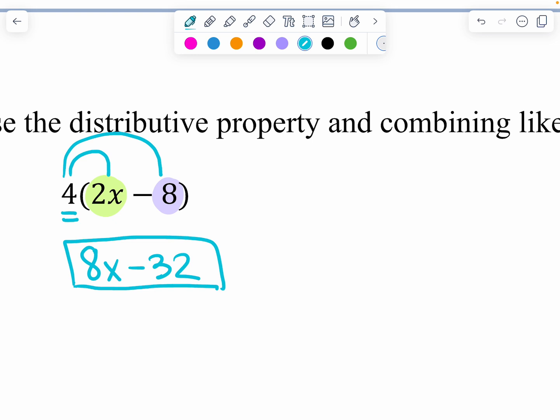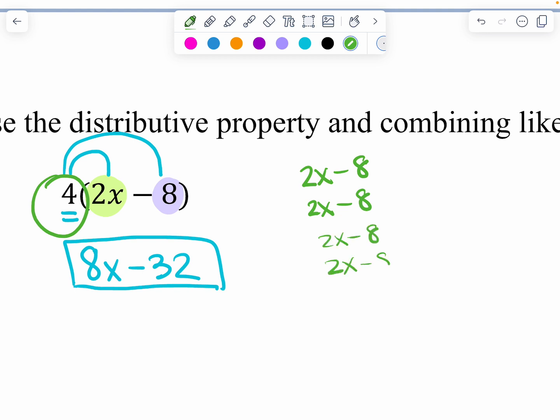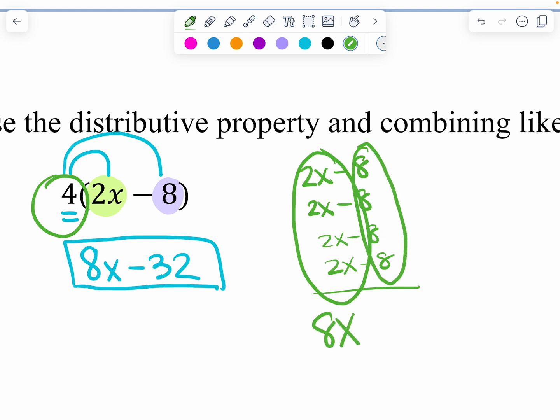Now, if you're looking for another reason why 8x minus 32 is the correct answer, essentially what you're being asked to do is you have 2x minus 8, and you have 4 copies of it. So if I have 4 copies of the thing, if you notice, I have 2, 4, 6, 8 x's, and I have 8 and 8 and 8 and 8, and that's 32. You have all of them negative. So again, the exact same answer.